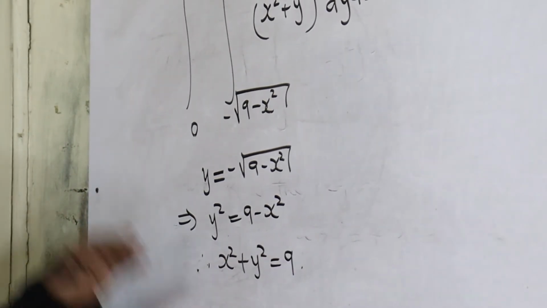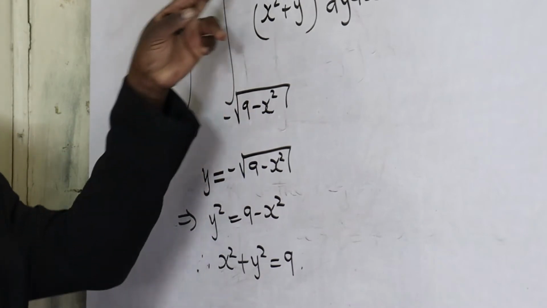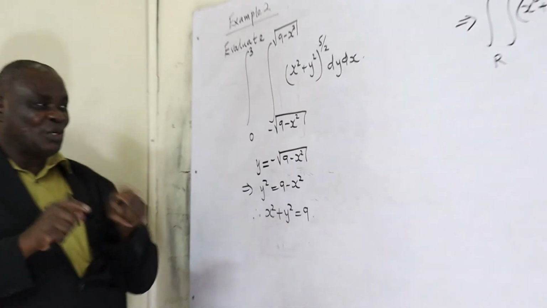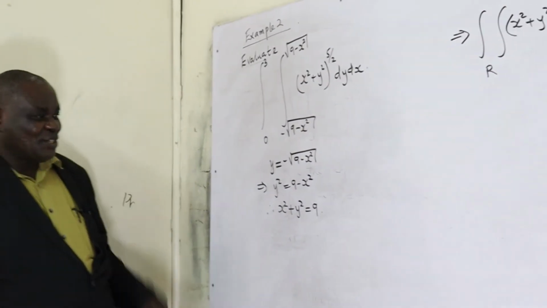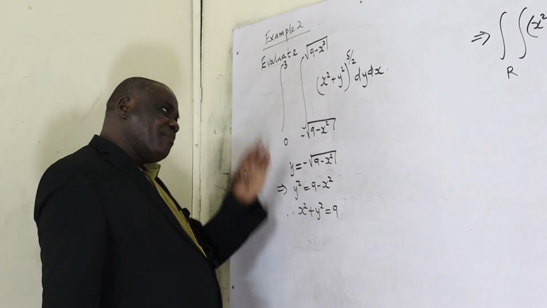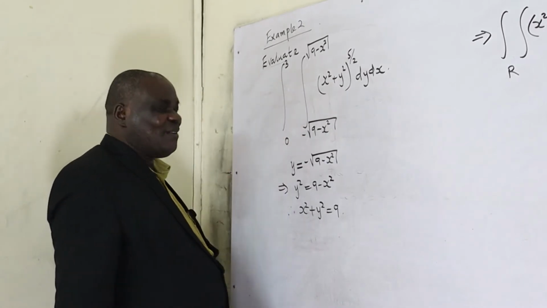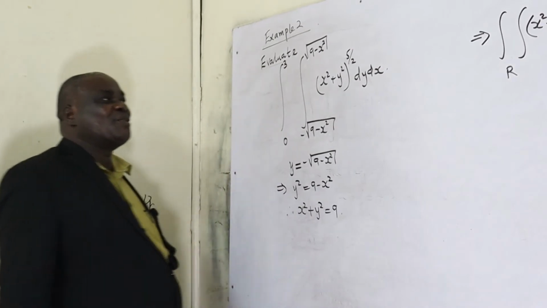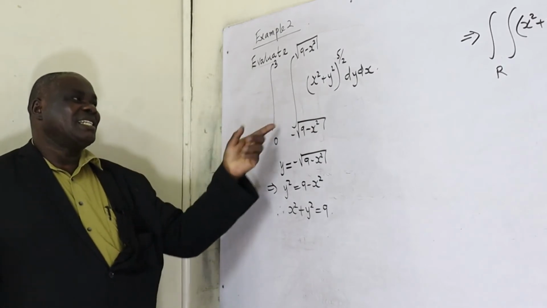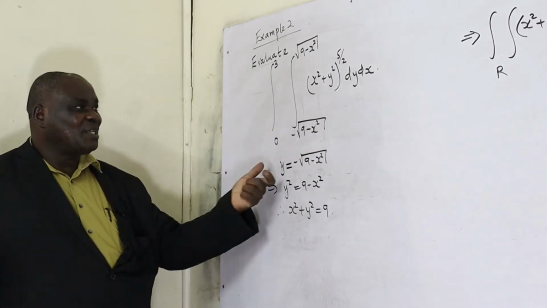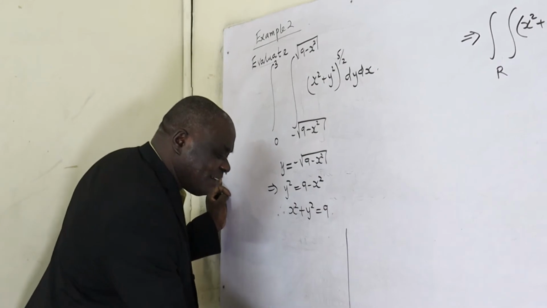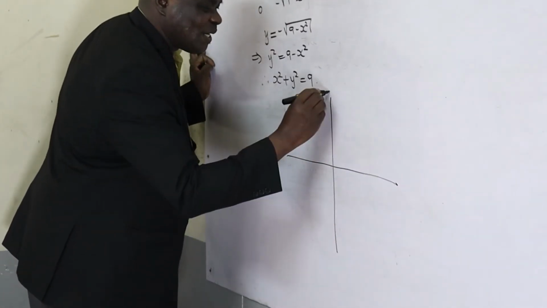So it seems from the lower limit and upper limit, we are going through a portion of a circle. Therefore, we need to sketch this so that we know the type of the region. If the region is a part of a circle, then it is better to convert everything into polar coordinates. It will be simpler to evaluate in that mode than in Cartesian form, which will be more tedious. So let's sketch the region before we convert everything into polar coordinates.